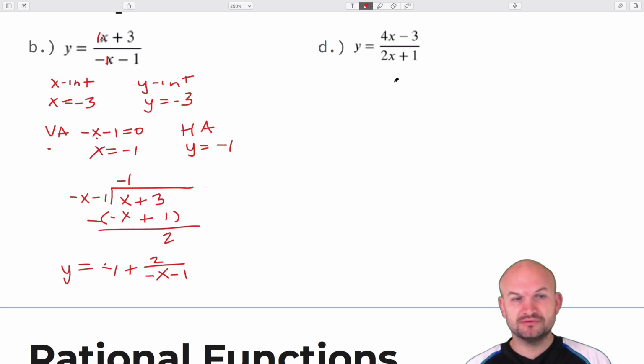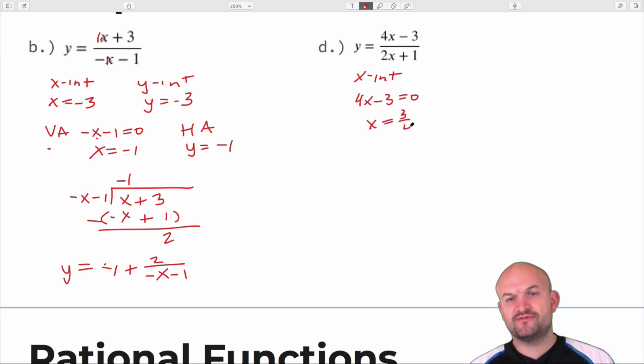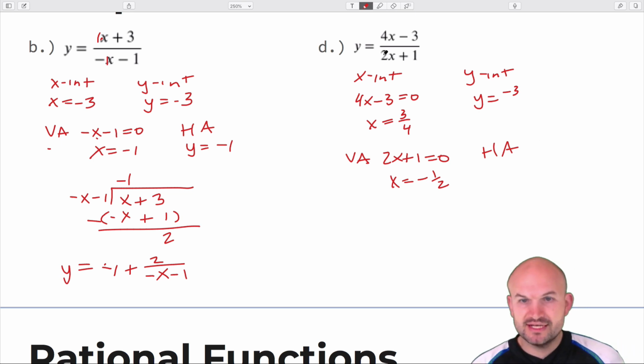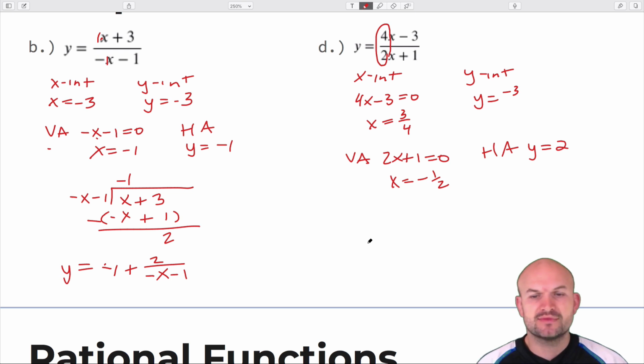And then to the last example, again, find the x-intercept. We have 4x minus 3 is equal to 0. So x is equal to 3/4. The y-intercept is going to be, again, my constant over my constant, which is going to be a -3/1. So it's just going to be a -3. My vertical asymptote is going to be my denominator set equal to 0. So x equals -1/2. And then the horizontal asymptote is going to be these coefficients here, which is going to be y is equal to 2.